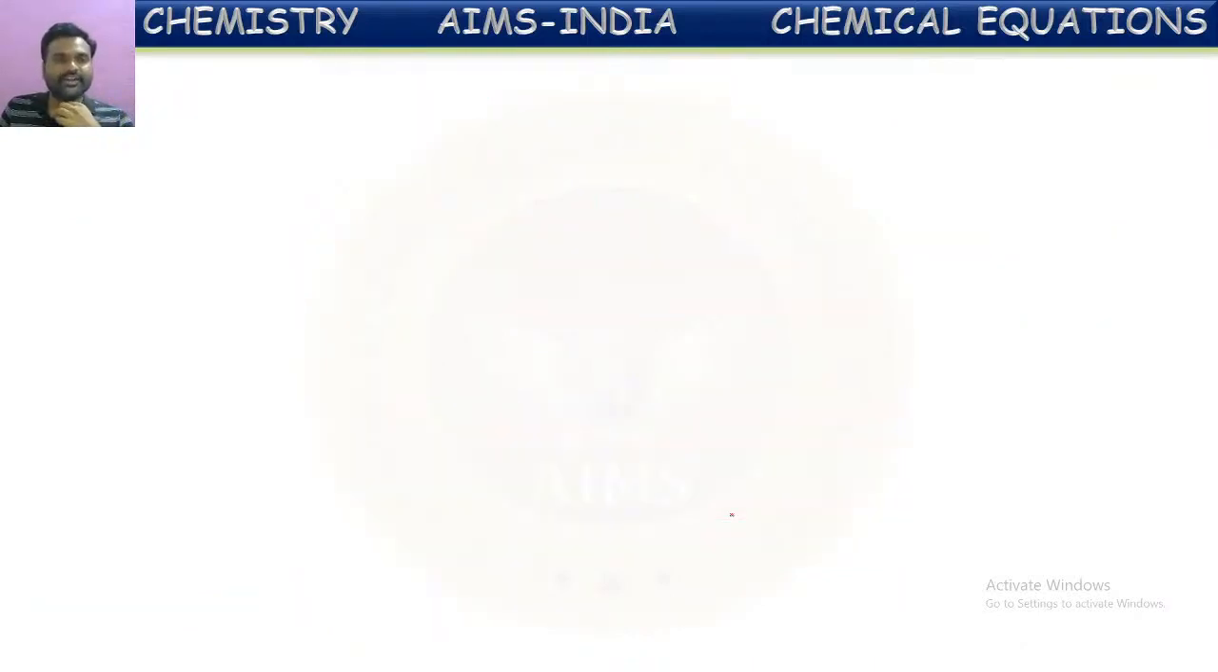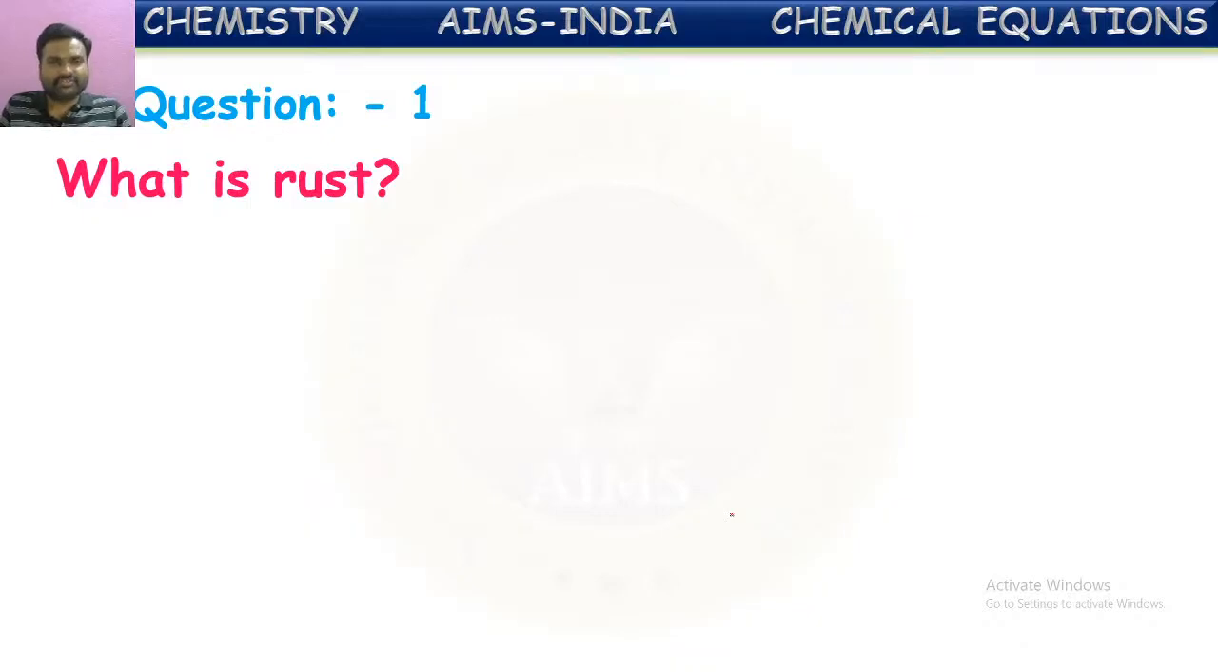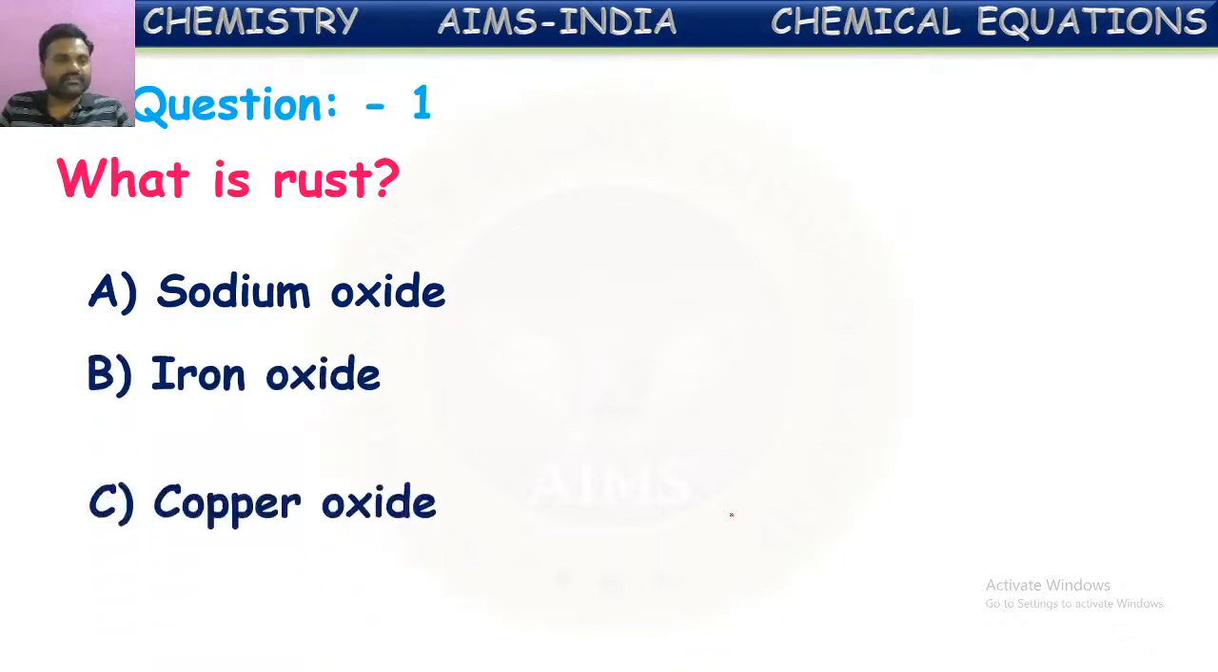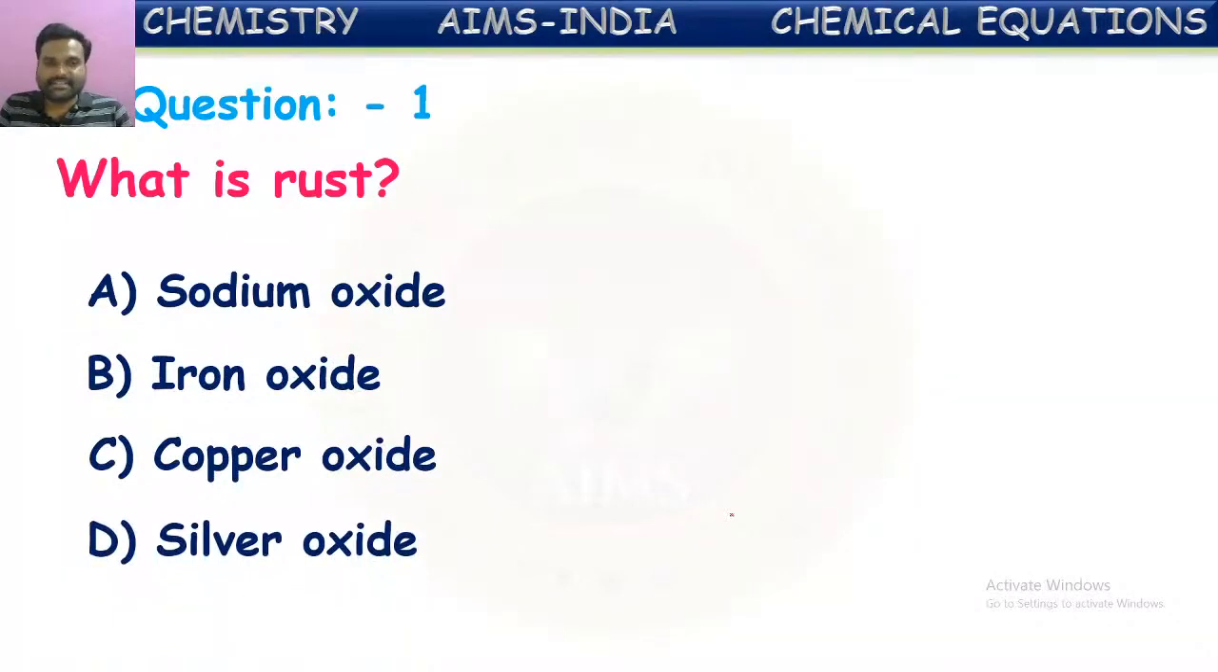So based upon this, let us see some assessment questions, which are previous contest questions. First question, based upon the balanced equations: What is rust? We have seen in the chemical equations about rust. What does it represent? Let us see the options: sodium oxide, iron oxide, copper oxide, silver oxide. Which of these metal oxides represents rust? Can you guess the answer?